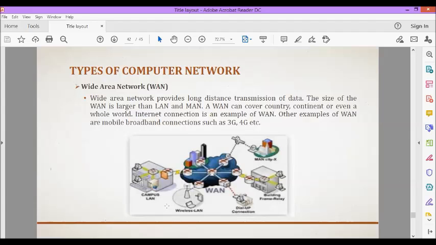So we have here in the diagram a campus LAN, a wireless LAN, a MAN, dial-up connections, and other devices.